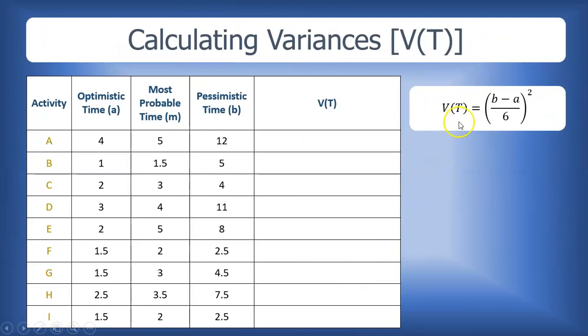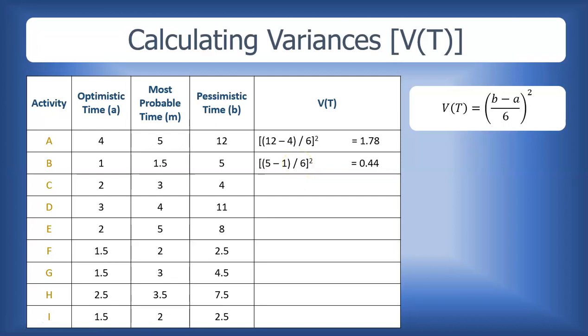So the variance formula is the pessimistic time B minus the optimistic time A, divided by 6. And we square our answer. So looking at A, we have 12 minus 4, that's 8, divided by 6, that's 4 over 3, and square the answer, we get 1.78. For B, we have 5 minus 1, that's 4, divided by 6, that's 2/3, square our answer, we get 0.44.